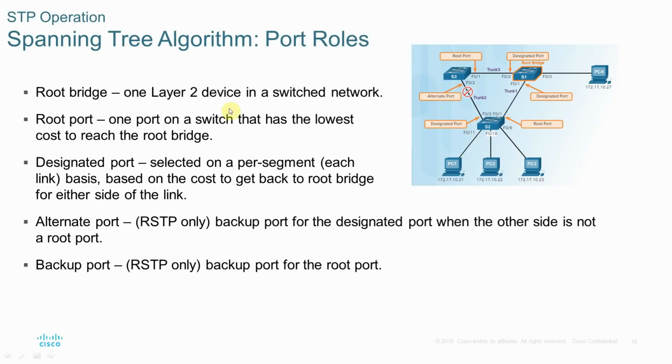The root bridge is the layer 2 device in the switch network. The root port is the one port on the switch that has the lowest cost to reach the root bridge. Designated ports are selected per segment, but the root bridge always has designated ports. The alternative port is the backup port for the designated port when the other side is not a root port. If this is not a root port, definitely it will be the alternative port.